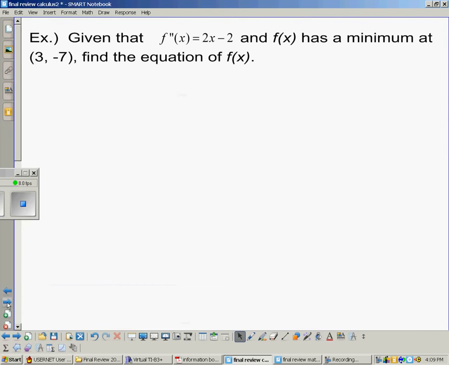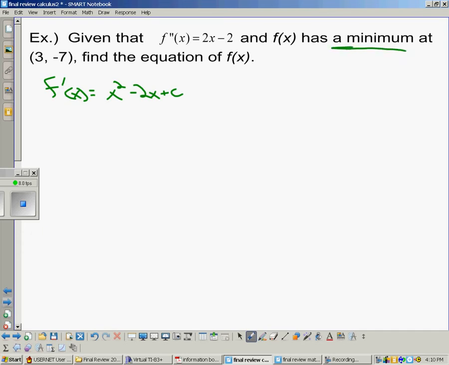All right, given that f double prime of x is 2x minus 2, and f at x has a min at (3, -7), find the equation of f at x. Okay, well, we can't get to f at x right away. The best we can do is to get to the first derivative, f prime. So if I integrate or anti-differentiate f double prime, I'm going to have x squared minus 2x plus some constant. We don't know exactly what it is.